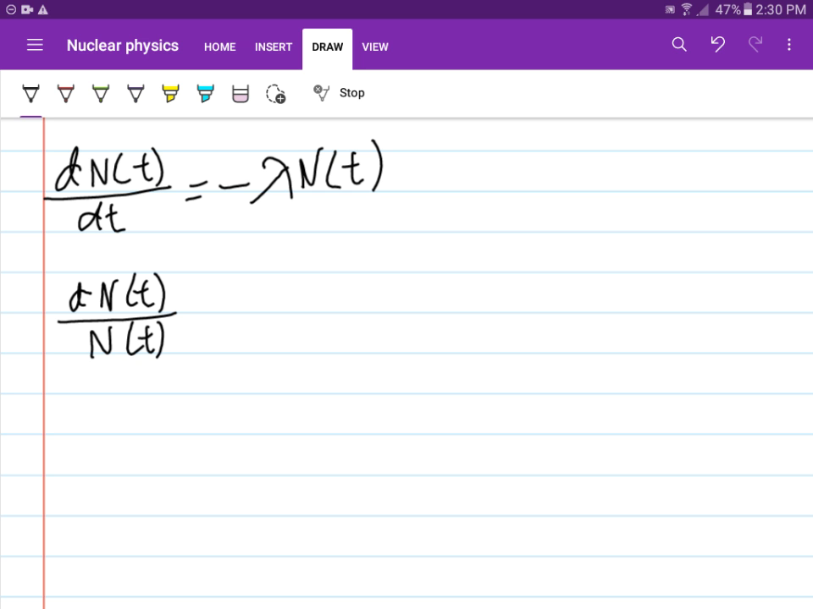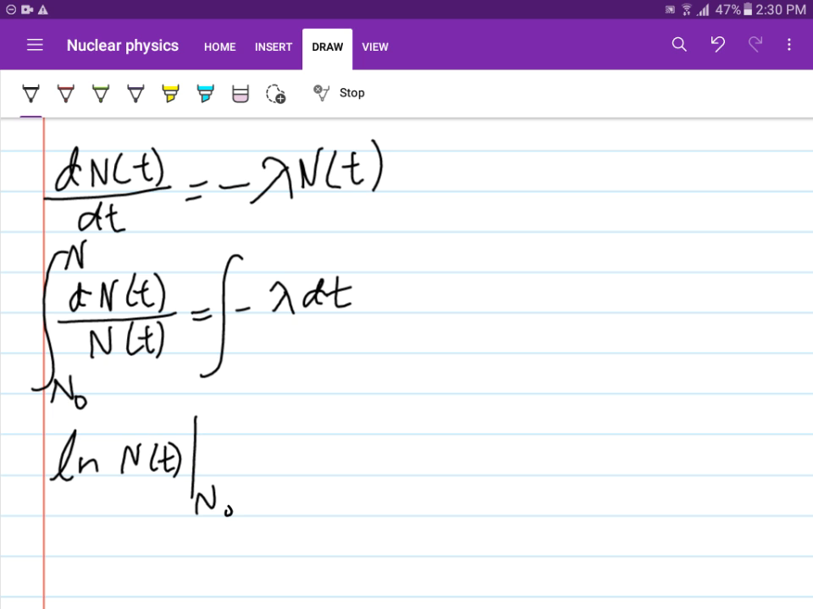Dividing by N of t, and here we have lambda dt, and then we integrate. So dN of t over N of t from N naught to N, this will evaluate to a natural logarithm. So ln of N of t from N naught to N, and on the other side we have minus lambda times t.